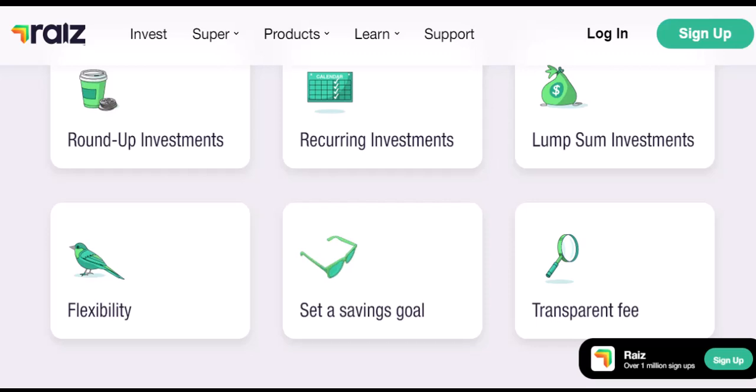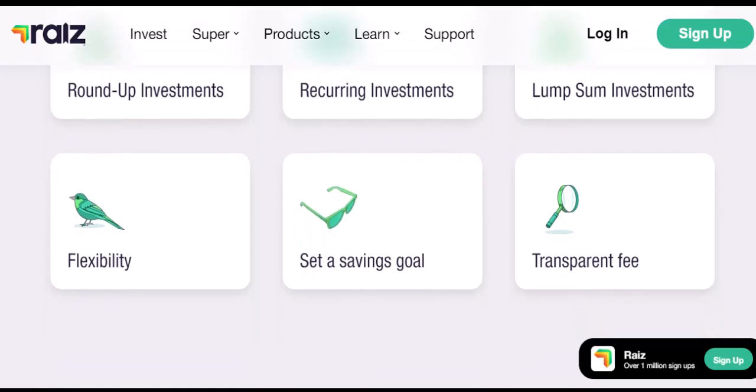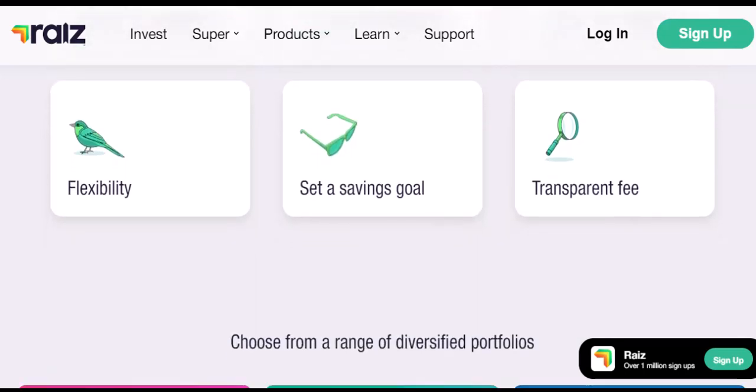Here's the best part. When your child reaches 18, they can easily transition this money into their own Raiz Invest account and start their own investment journey. Raiz Invest, the takeaway. So, there you have it. The age limit for Raiz Invest is 18, but with Raiz Kids, you can still get your little one started on the path to financial independence.